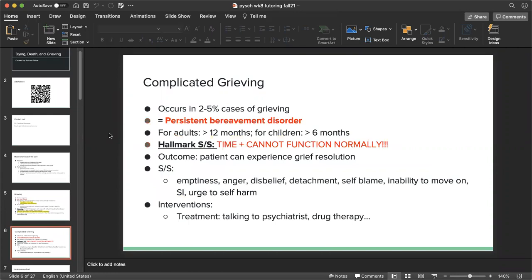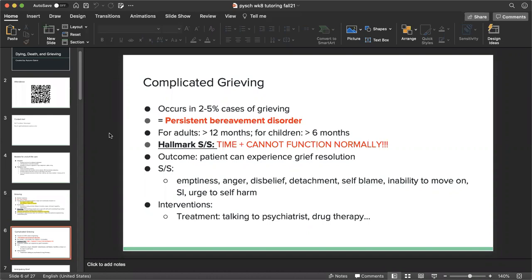So complicated grieving occurs in 2 to 5% of cases. So it's persistent bereavement disorder. So for adults, it's longer than 12 months. And then for children, it's longer than 6 months. Because remember, they should start to eventually have that acceptance for adults in a year, and then for children, 6 months. So a hallmark sign and symptom is time. So like I said, if they're grieving for more than a year for adults or more than 6 months for children, and then if they can't function normally.